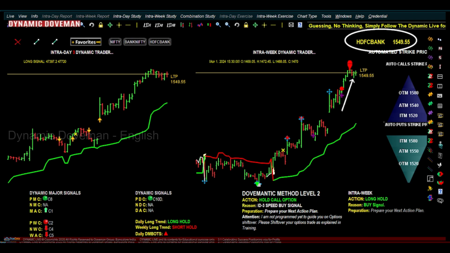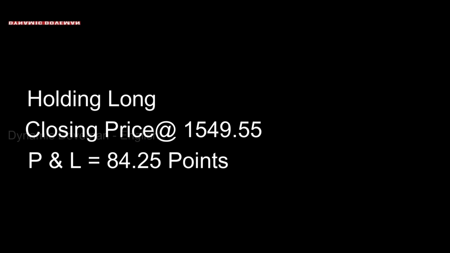Alright. And on 5th of April, throughout the day, we did not get any signal to exit the trade. So at the end of the day, when the market closed, we were holding on to the same long position taken on 1st of April at 1465.30. And on 5th of April, when the market closed, the price was trading at 1549.55. It is already more than 84 points of up movement, and we are holding on to the same position. It is a single trade for this big profit.